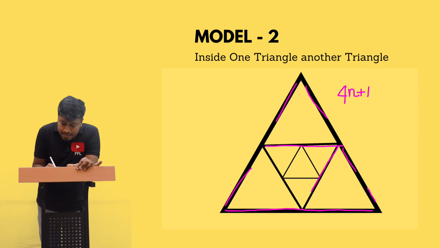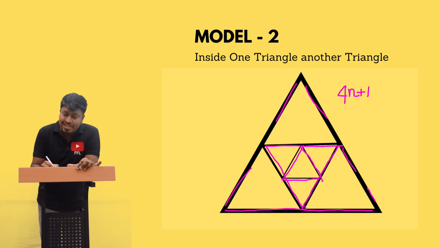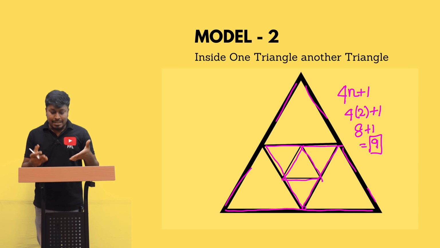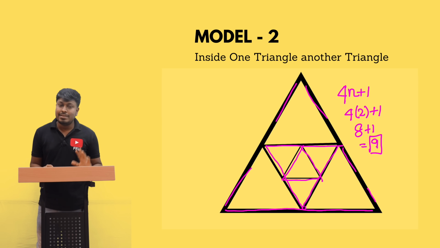Inside this triangle, how many triangles are embedded? So this will be one triangle, yes or no? One triangle embedded. Inside this there will be another triangle embedded. So totally there are 2 triangles embedded in it. So instead of n, substitute 2. So 4 into 2 plus 1. So the result will be 8 plus 1 equals 9. So finally we can say that in the given figure there are 9 triangles. See how easy it is, right?